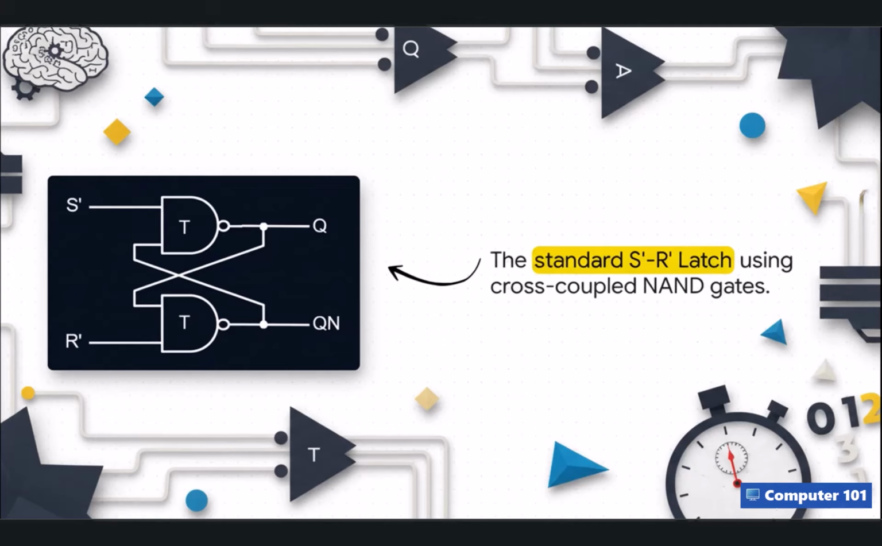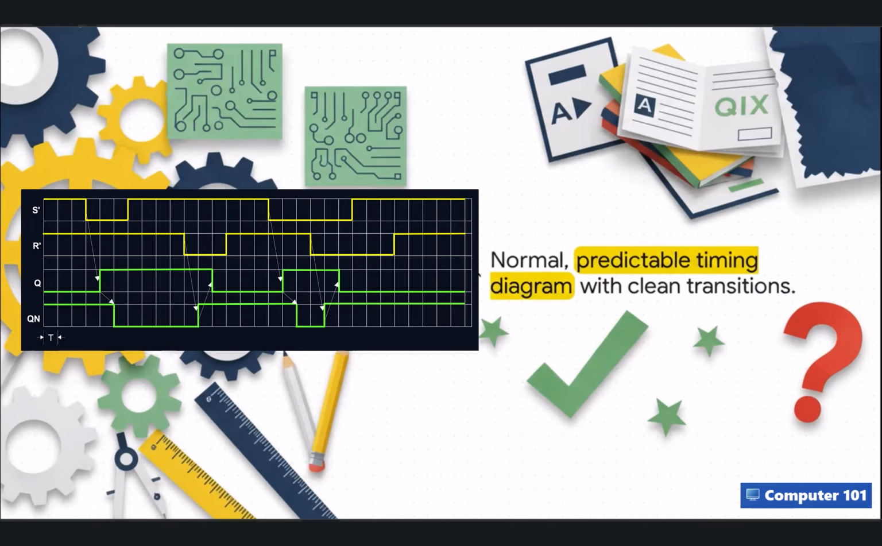That t just represents the tiny fraction of a second it actually takes for a signal to process through a single gate. This schematic right here is your foundational starting block. And right here is the normal timing diagram. This is the good stuff, right? Clean, predictable, behaving exactly how the truth table says it should.